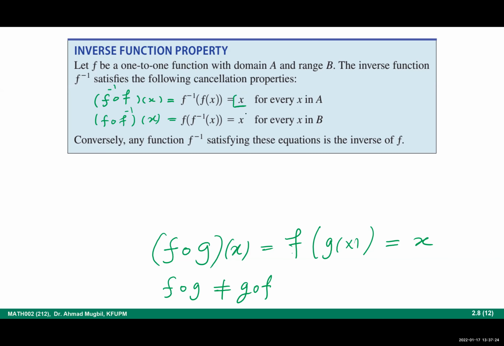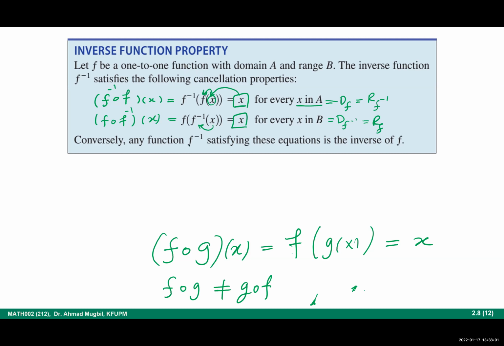Notice here that this x is not the same as this x. This x is in the domain of what? Here it is, this is x, it is in the domain of f. And this x, where is it? In the domain of the inverse. By the way, here it is in the range of the inverse, so it is the output. Here it is in the range of the function. You can think about it like the domain of the inverse, which is the range of the function.